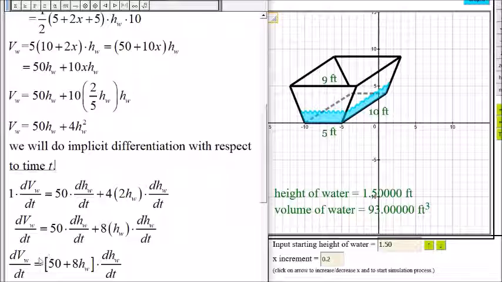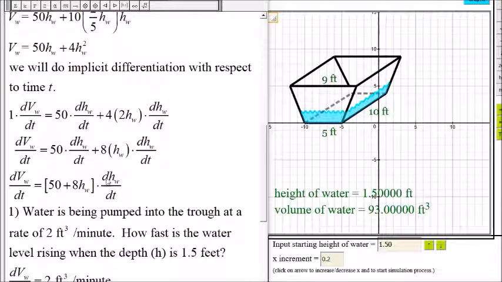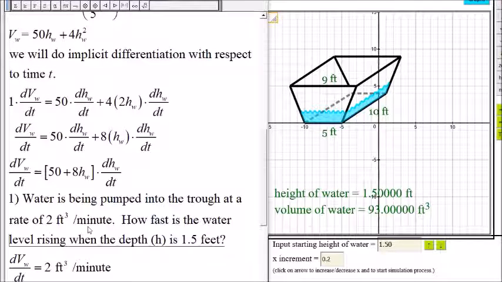And we're given that water is being pumped at a rate of 2 cubic feet per minute. And so dV/dt will be 2 cubic feet per minute. And then at the instant when h is 1.5 feet, h right here will be 1.5. And then we're looking for dh/dt.